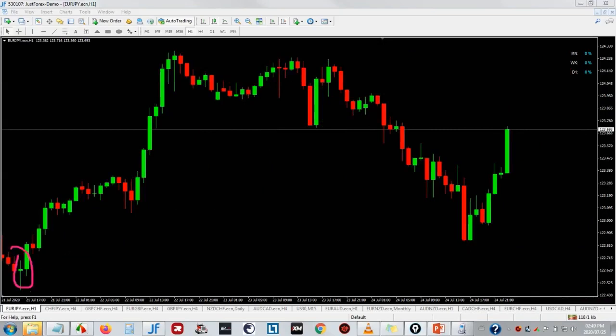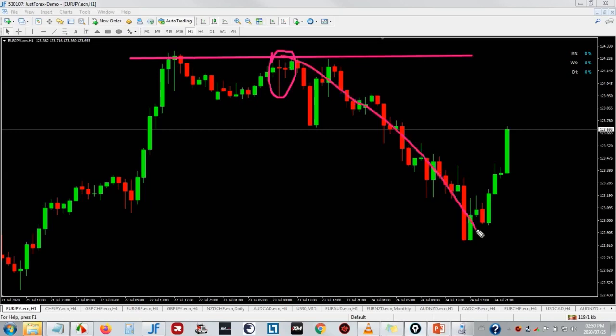Now here is a long-legged doji. This is a variation of a long-legged doji. Look what happened after, in the market. I believe here there was some sort of resistance, but we'll go to that later. But look how the market reacted after forming a long-legged doji.